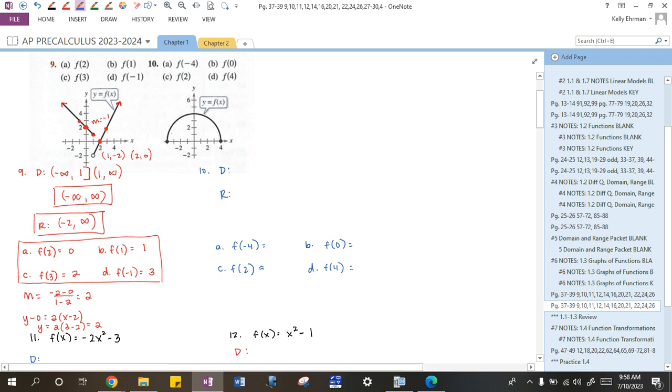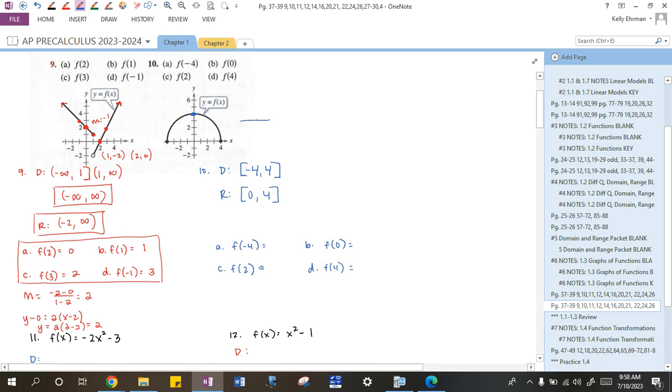Okay, for number 10, we've got this graph that has no arrows on it. It has finite endpoints, and it has like a ceiling right here. So the domain, each of these marks are 1s. The domain goes from -4 to 4, and we include the endpoints. The lowest y value on this graph is 0. And the highest is right here, which is at 4.